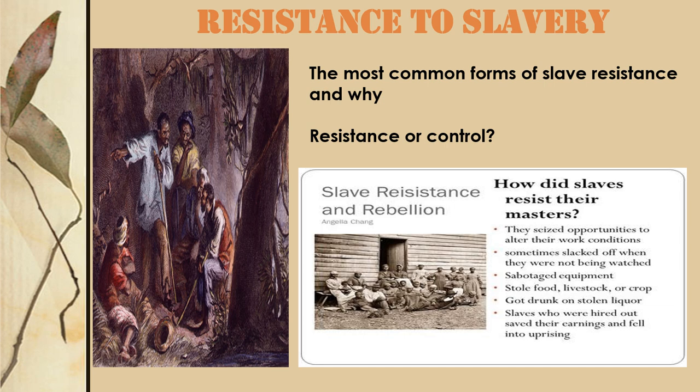The most common forms of slave resistance were everyday things that only took a little bit of risk, because it wasn't such a transgression of the rules that you'd get killed or severely hurt, or at least you were less likely to. So slaves did small things, oftentimes just as a way to maintain their own integrity, their own sense of pride, and as a way to get back at the owners.